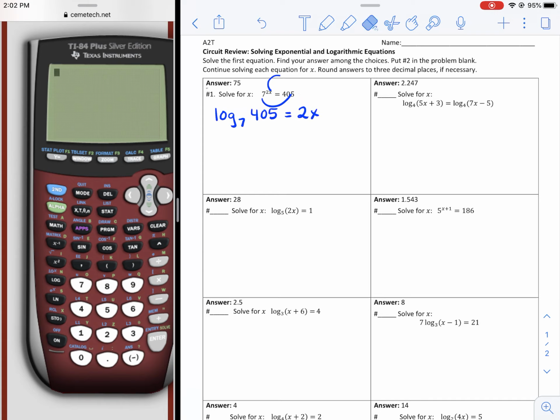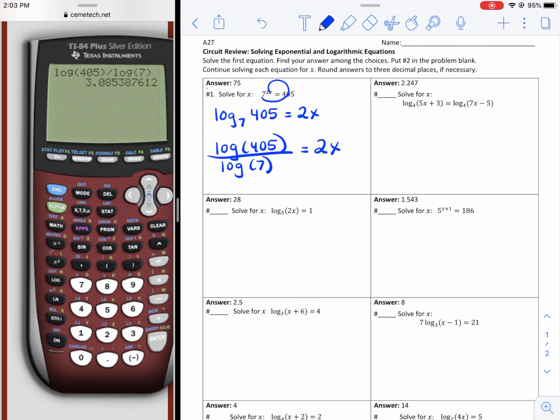So you have to be able to change it from one form to the other. And again, my hint is the base should be obvious, and then it's 1, 2, 3. Once we have log base 7 of 405 equals 2x, then we're going to use the change of base formula. So our calculator will allow us to evaluate this log if we type it in as log of 405 divided by log of 7. Our calculator will give us an answer, and that's what 2x equals, so then we're going to divide by 2. So in the calculator, we type log of 405, close the parentheses, and divide by log of 7.